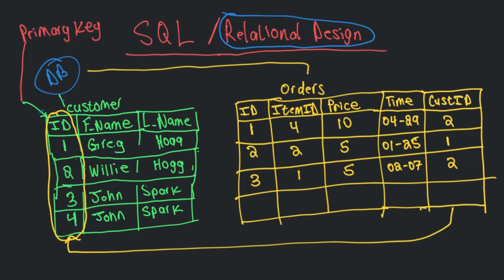So the second row, ID 2: the second item was bought with a price of 5 on January 25th, and the customer was customer ID 1, which again, we could look to see that was Greg Hogg, but we can't actually do that without looking until later. And the third and final order was item ID 1, which had a price of 5, and it was bought on February 7th, and the customer who bought that was again customer 2.